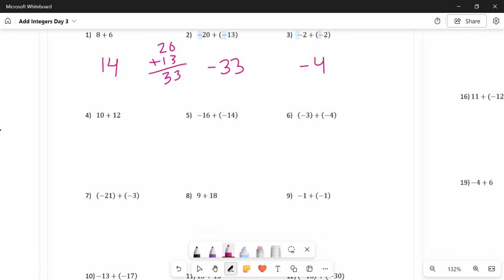Number 4, 10 plus 12. They're both positive, so add them. 22, and keep the sign, which is positive. So again, we're adding and keeping the sign.